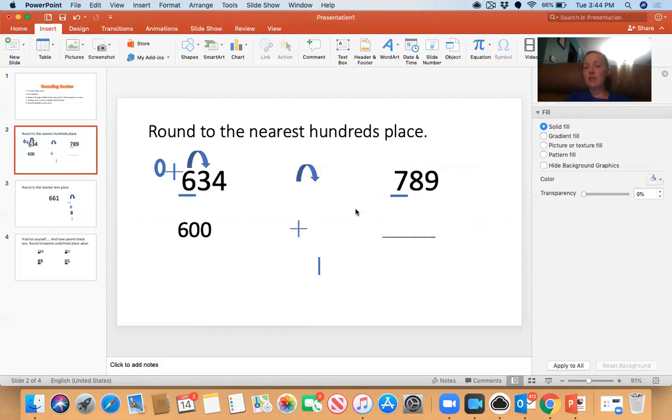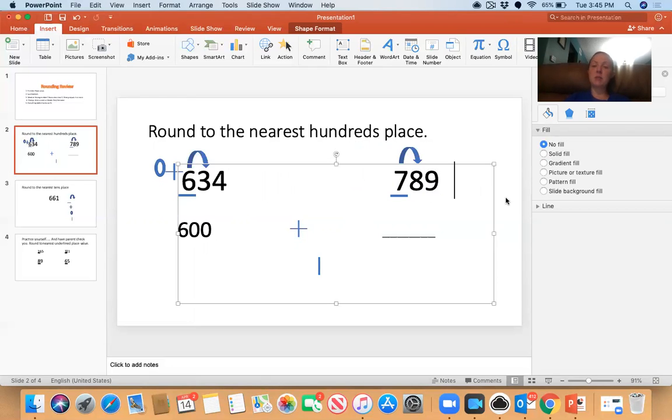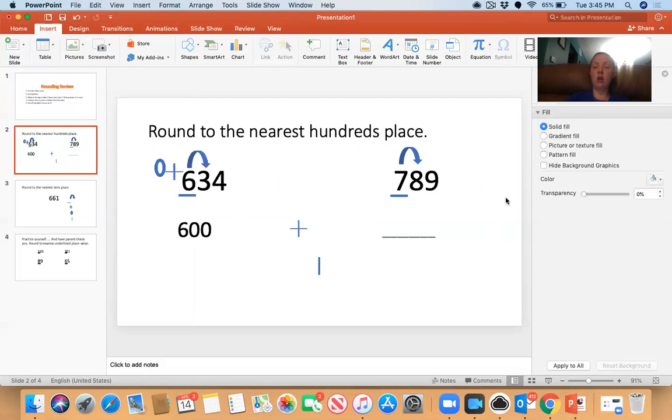Now, what is our next step? We found our hundreds place. What is our second step? We're going to look back. So now I'm going to look back at my tens place and see if what's in my tens place is weak or strong. I want you to look at what's in the tens place. Is that number weak or strong? It is a strong number because it is 5 or bigger. 8 is 5 or bigger.